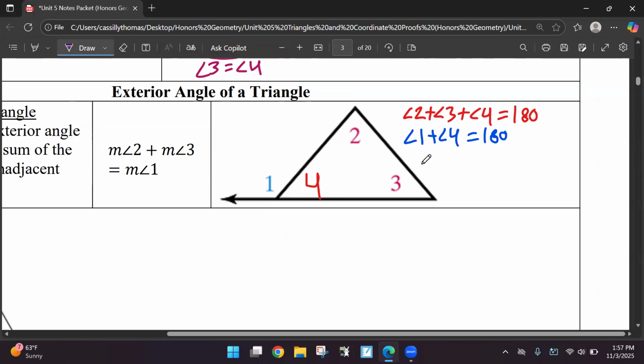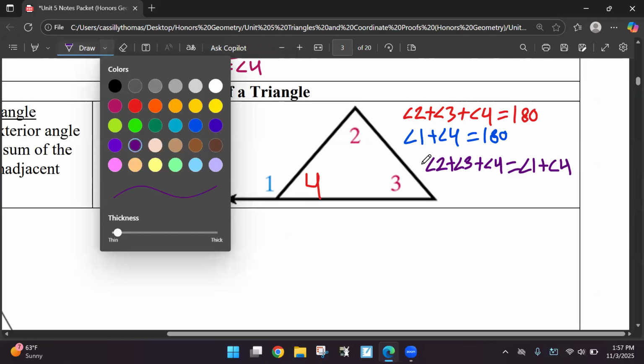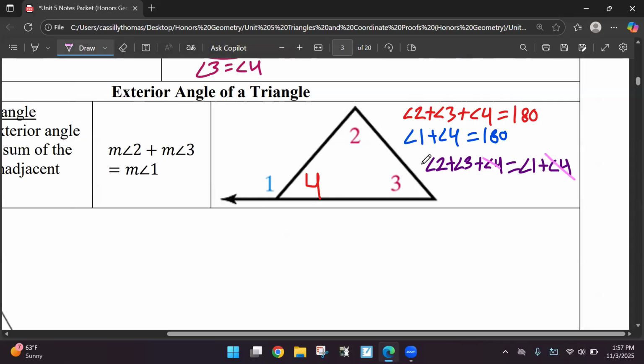So here's what I can do next. I'm going to say angle 2 plus angle 3 plus angle 4 equals angle 1 plus angle 4. And if you look at that expression, both sides of the equation have an angle 4, and those just cancel out. So we could say angle 2 plus angle 3 equals angle 1. And that is the exterior angle theorem of a triangle.